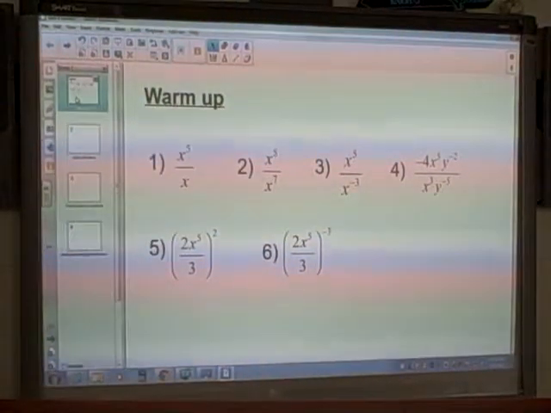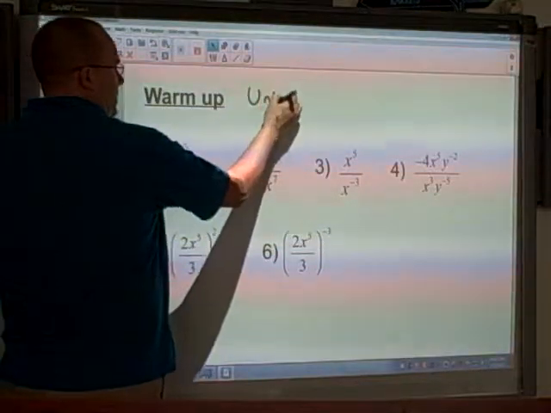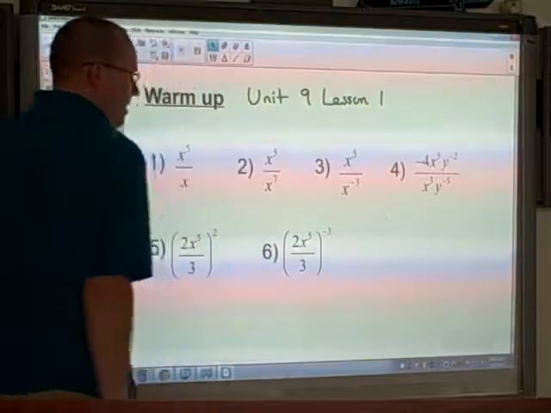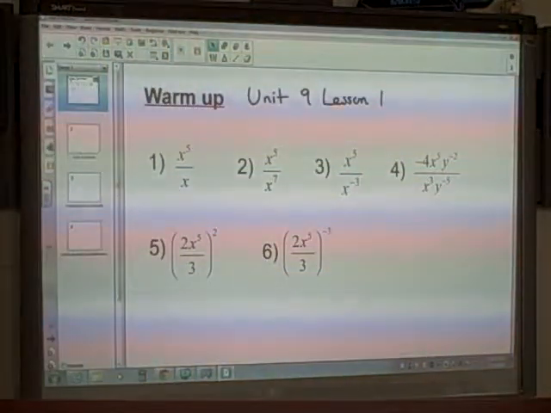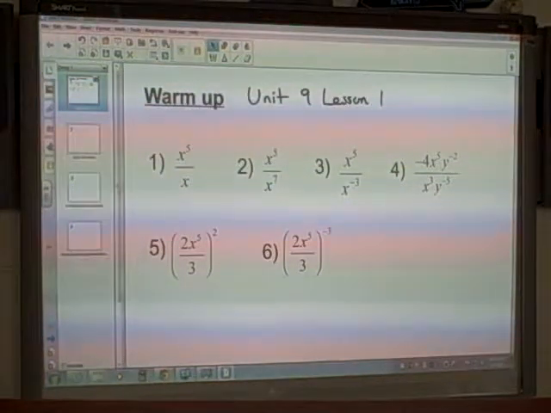So this was our warm-up for Unit 9, Lesson 1, and I'm going to talk about this in our video because there were still quite a few mistakes on exponents. So just to make sure we're familiar with this, when we're dividing, our main thought should be that we're going to subtract the exponents.